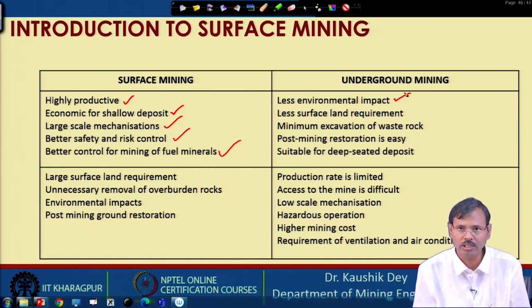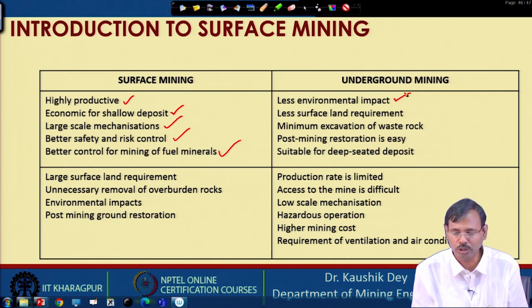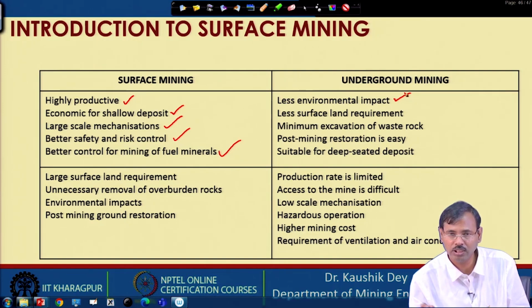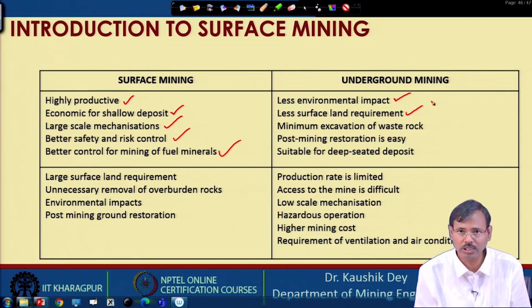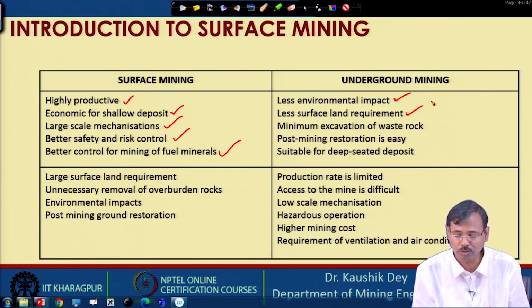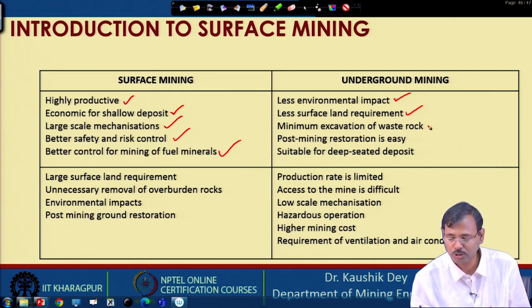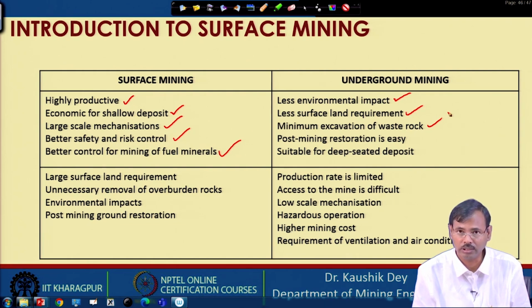That means, in surface mines, if you are generating some dust, that dust is going to the atmosphere, but here the dust etc. are limited to the underground environment only, it is not coming out and polluting the surface environment. The land requirement is not significant, you only need a small space to construct the shaft. In surface mines, a square kilometer leasehold area is required, because the dimension of the mining is very large. Minimum excavation of the waste rock, you need not spend money on excavation of the waste rock, only the shaft etc. are constructed in the waste rock.